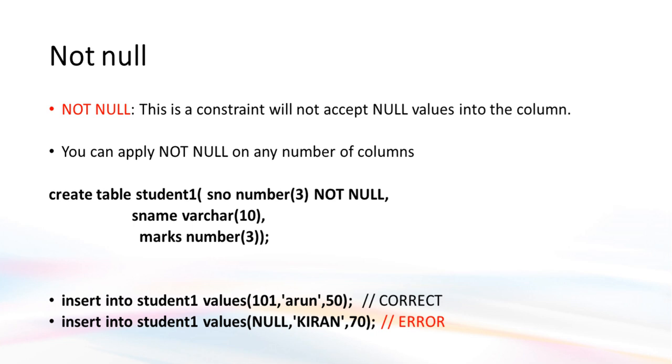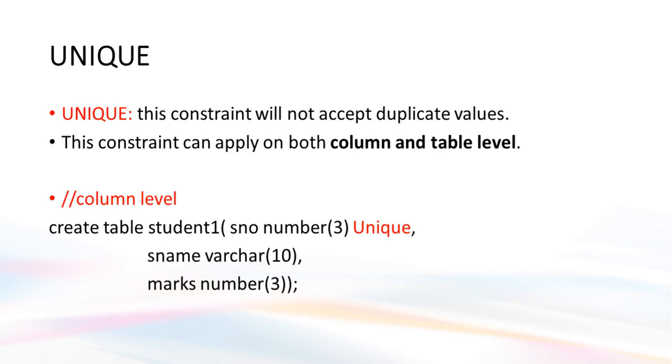Next, unique constraint. Unique is basically a constraint. If you apply this constraint to a table column, that column will not allow duplicate values. See this example. We can apply the unique constraint at the column level and the table level. I'll tell you the difference between column level and table level.